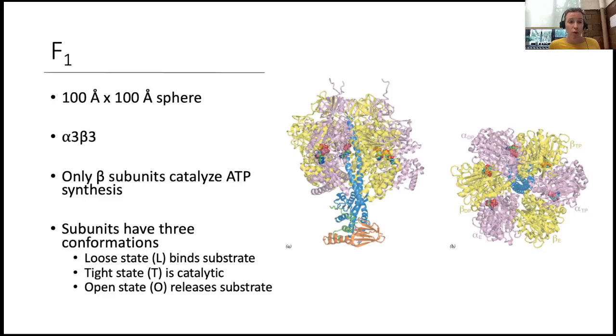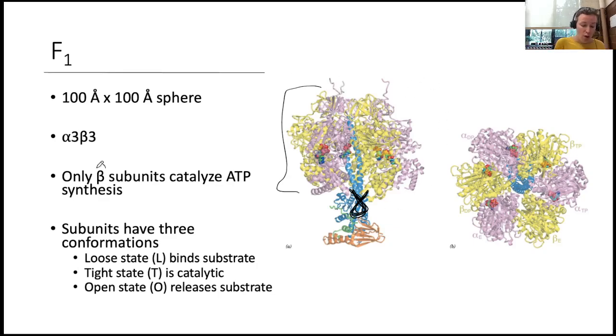Let's take a look at F1. So F1 is connected to the F0 through this gamma subunit that we've already mentioned. And F1 largely is the alpha 3 beta 3 subunits that make this 100 angstrom by 100 angstrom sphere. So this is a very large protein complex, folks.